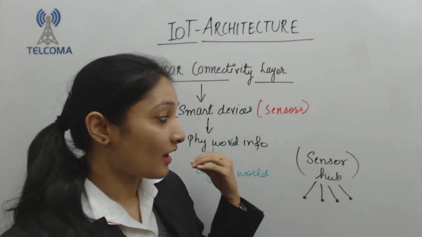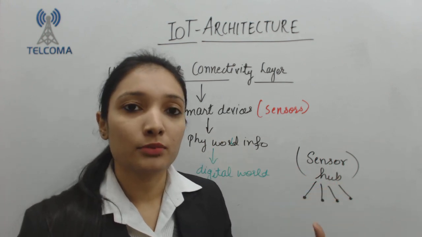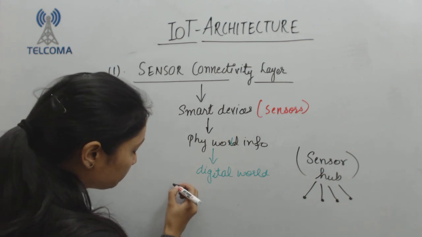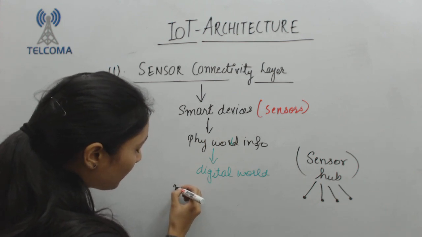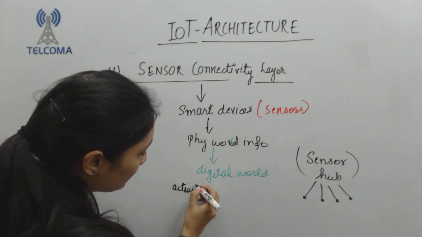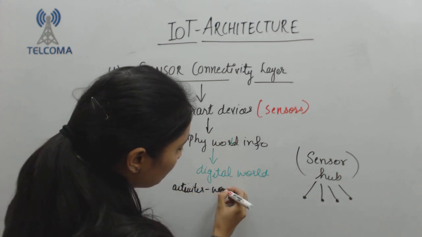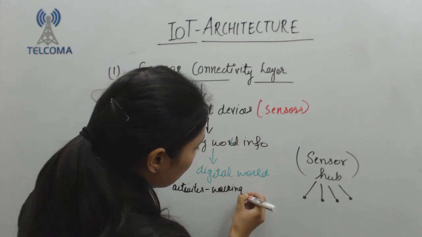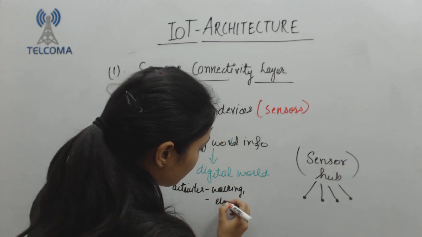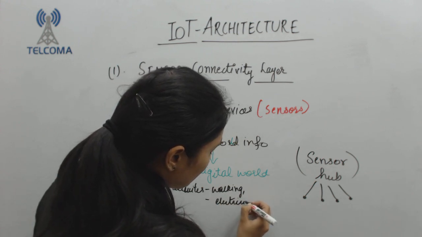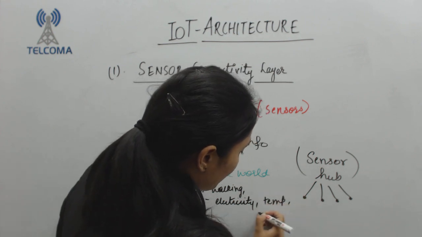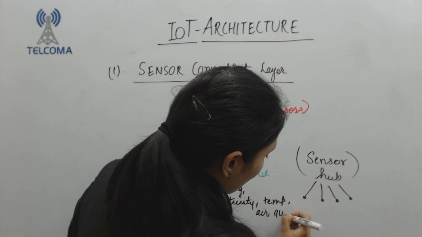Now we have a number of sensors here. That means they are able to capture a number of measurements. They can monitor your activities like walking, talking, and other activities. We can say that they can sense electricity, temperature, air quality.